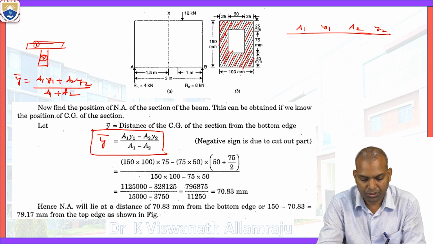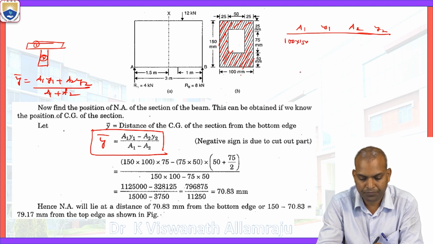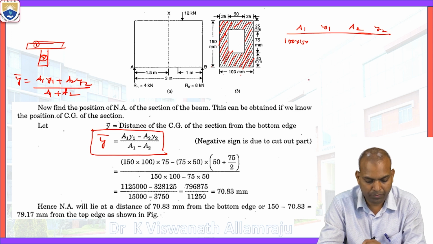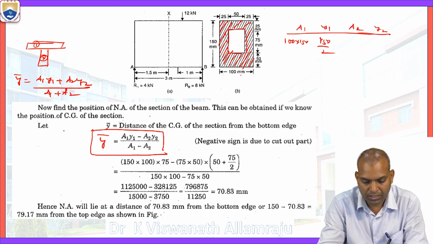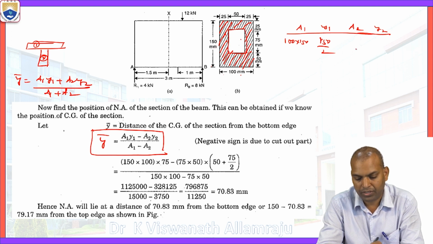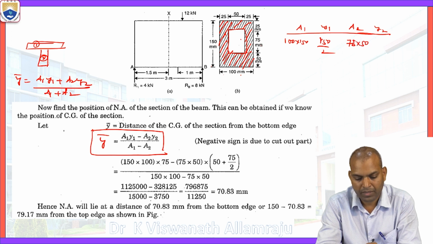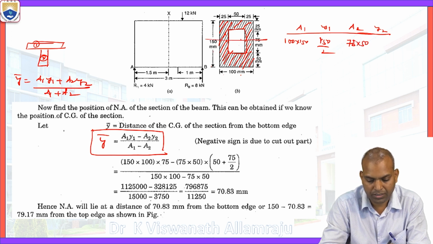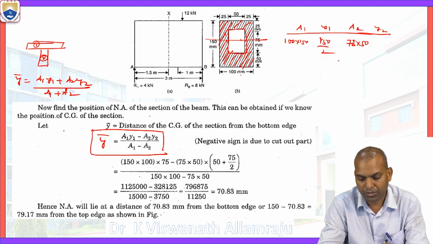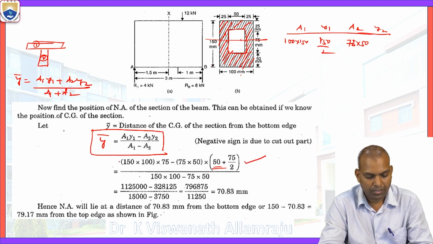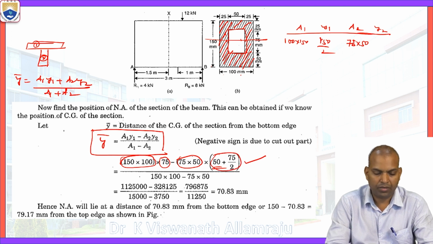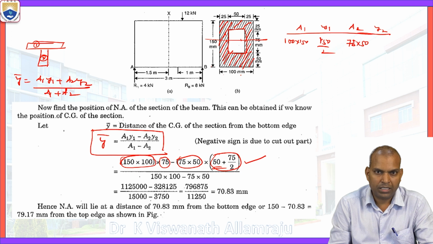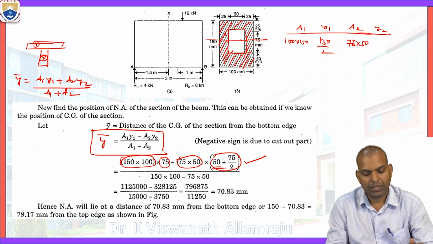What is A1? For section 1, 100 into 150. What is Y1? That is 150 by 2. What is A2? The hollow inside section, that is 75 times 50. What is the Y2 distance? That is 50 plus 75 by 2. So y bar equals A1 Y1 minus A2 Y2 by A1 minus A2.